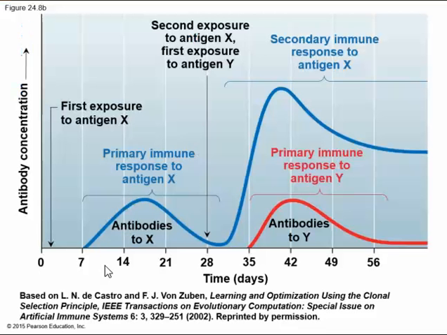So this is a primary response to antigen X. First exposure takes about 7 days before there's enough antibodies to do anything. The secondary response, we have a heightened concentration and it takes a shorter amount of time. But let's say it attacks the same pathogen but it comes up with a different antigen. Well, it still recognizes the antigen X, but it has a primary response just to antigen Y.